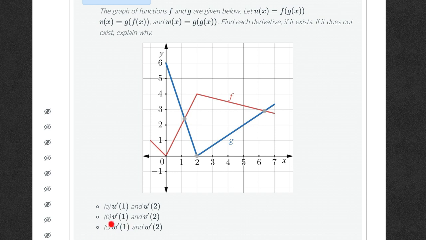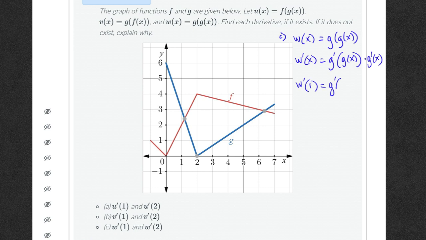For part C, to evaluate w prime of 1 and w prime of 2, we need to have w prime of x first. W of x is defined to be g of g of x. W prime of x is g prime of g of x times g prime of x. Thus, w prime of 1 is g prime of g of 1 times g prime of 1.